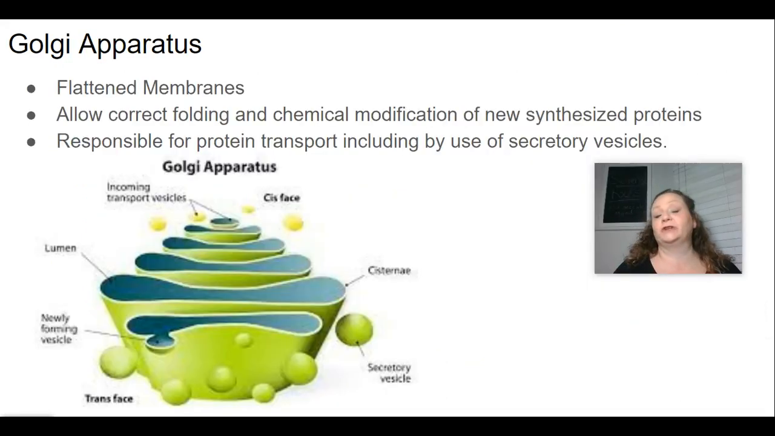The next organelle I want to talk about is the Golgi apparatus, or you might have heard it called the Golgi body. And the Golgi apparatus is basically just a flattened series of membranes. Its whole job is to correctly fold those amino acid chains and chemically modify those newly synthesized proteins to make them the proteins they're supposed to be.